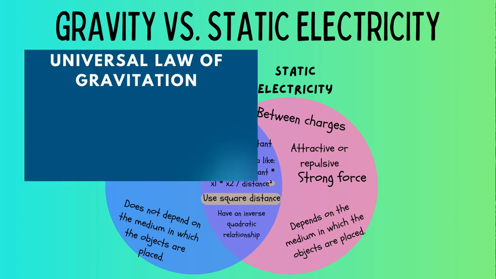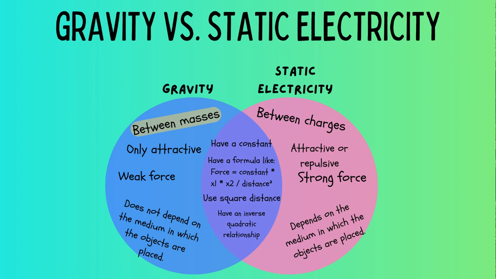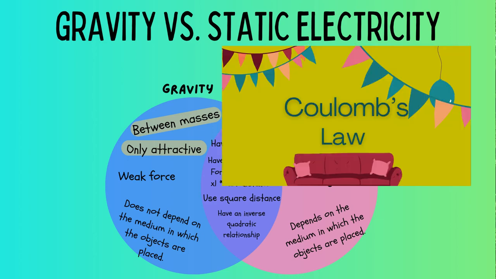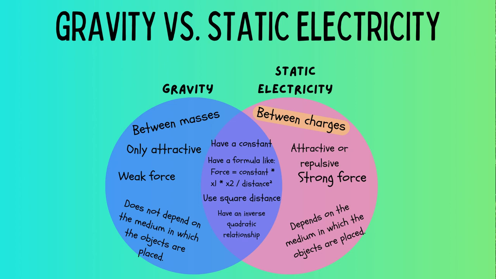Newton's law of gravity concerns the mass of the object and the attraction between different masses. Gravity is always attractive and acts on all objects with mass. Coulomb's law concerns the charge of the object and the attractive or repulsive force between those charges. Electrostatic forces are either attractive or repulsive and only act on charged objects. Newton's law involves the gravitational constant big G, while Coulomb's law involves the constant K.